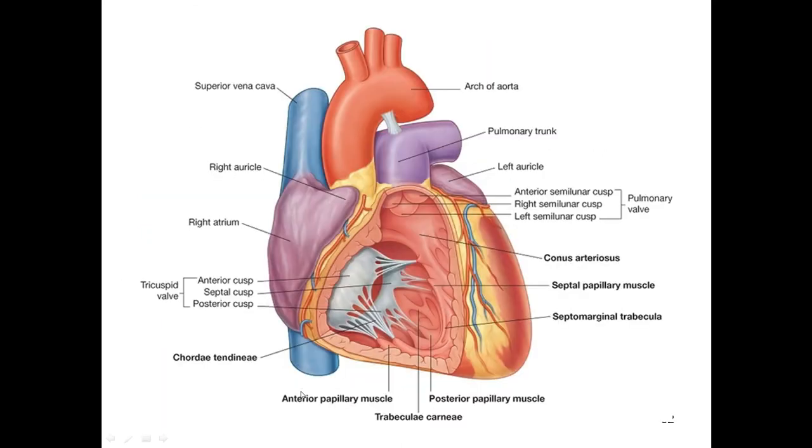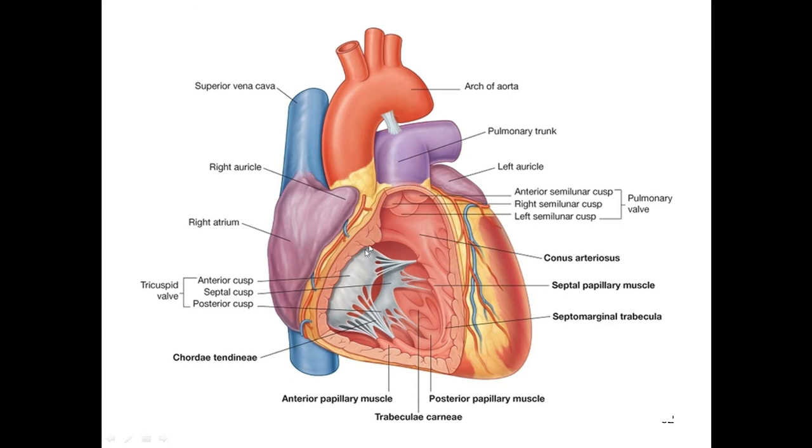Now let's see the right ventricle. What we can see over here is the conus arteriosus, the projection from where the pulmonary trunk is going to arise, and these are the three valves of the pulmonary trunk. These are known as pulmonary valves: anterior, right and left.